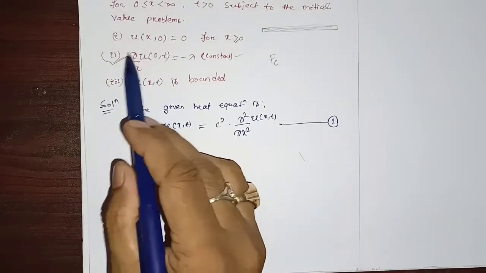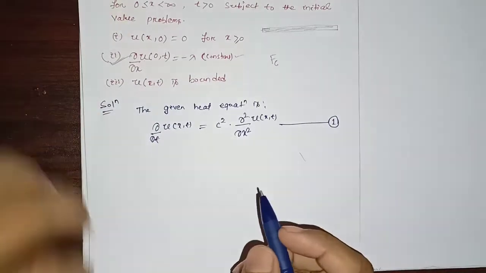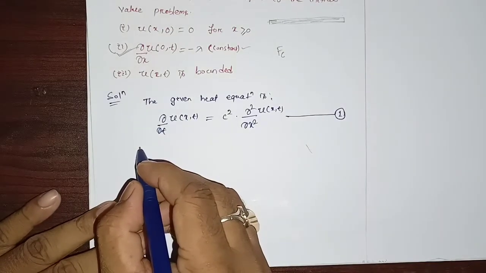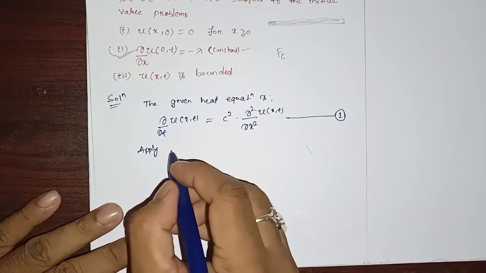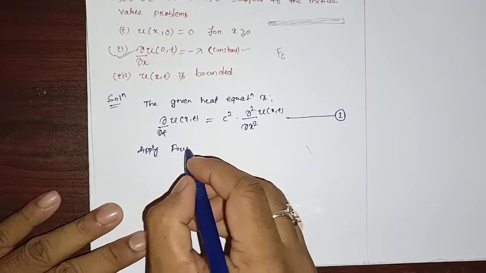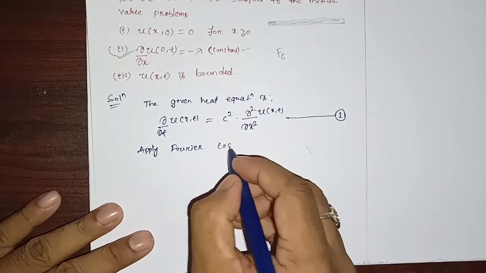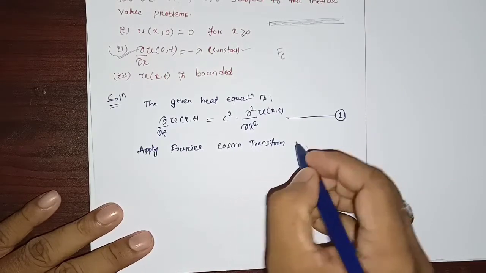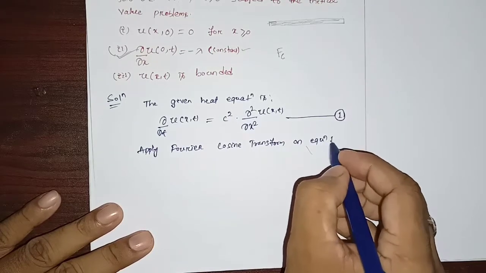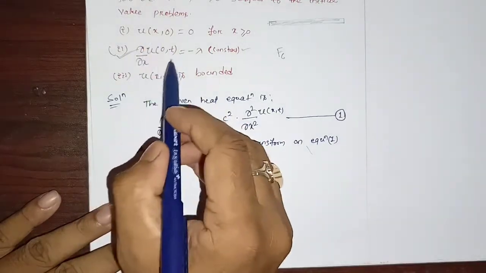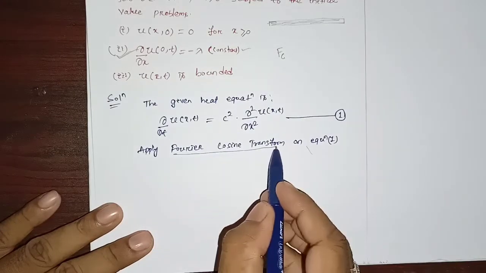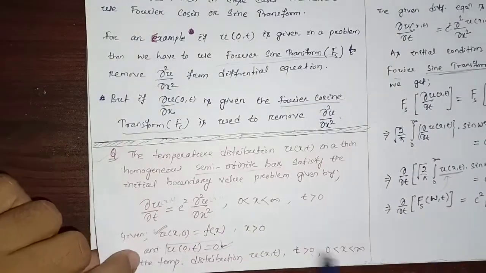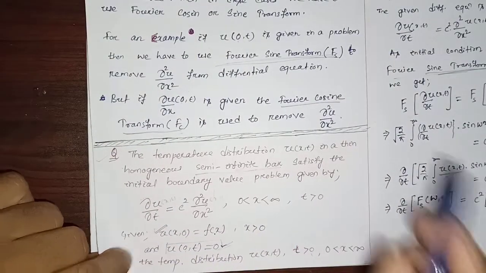So in the question, as this value is given, we have to apply Fourier cosine transform on equation number 1. So you have to write: apply Fourier cosine transform on equation number 1. You have to check: if ∂u/∂x(0,t) is given, then you have to apply Fourier cosine transform. If u(0,t) is given, then you have to apply Fourier sine transform.